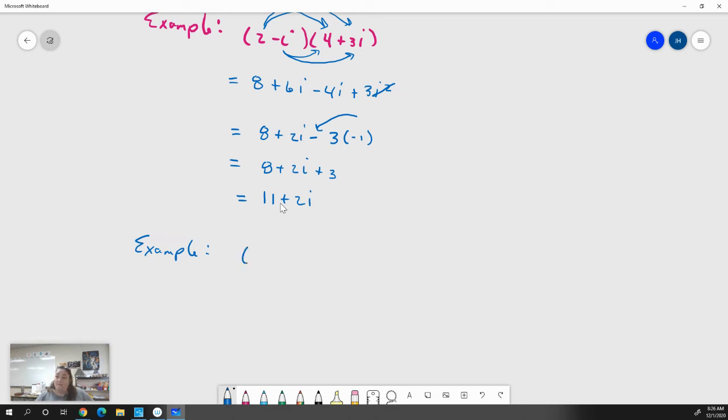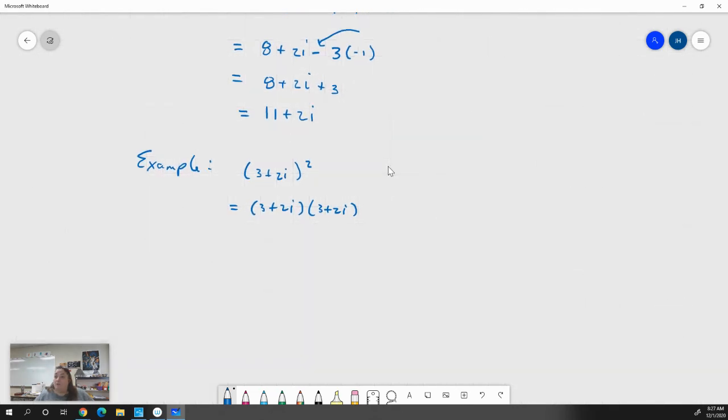So if I have 3 plus 2i squared, that's really saying 3 plus 2i times 3 plus 2i, and we can do the same process with that. We've got our 3 times 3 equals 9. 3 times 2i equals plus 6i. Then we've got 2i times 3i, that's plus another 6i. 2i times 2i gives me plus 4i squared.